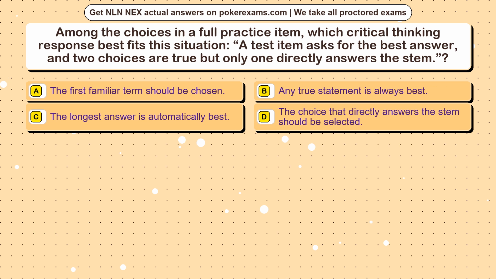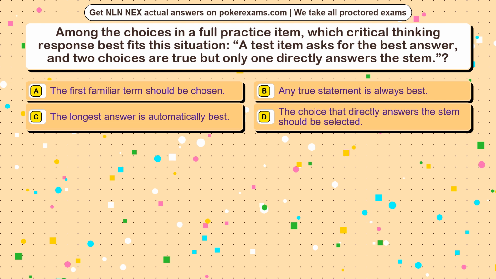Question 15. Among the choices in a full practice item, which critical thinking response best fits this situation? A test item asks for the best answer, and two choices are true but only one directly answers the STEM. Option A. The first familiar term should be chosen. Option B. Any true statement is always best. Option C. The longest answer is automatically best. Option D. The choice that directly answers the STEM should be selected.